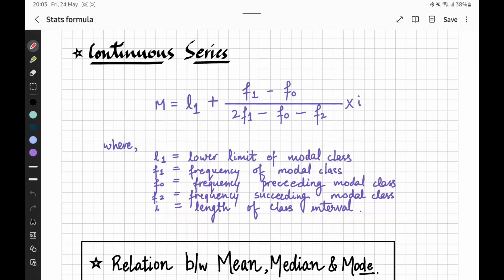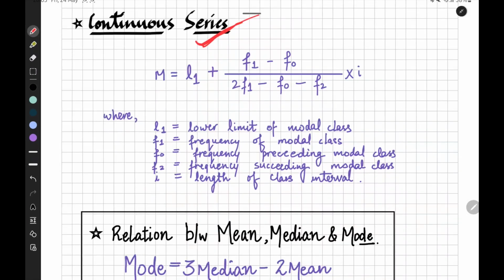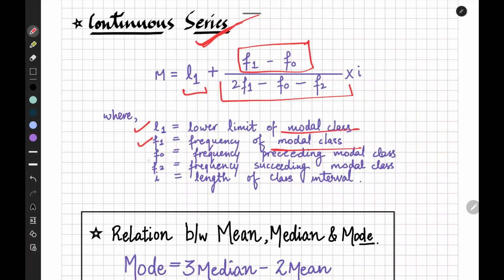Now we will look at the continuous series. We have this formula for calculating mode for continuous series: L1 plus (f1 minus f0) upon (2f1 minus f0 minus f2) into I. So let's look at these terms. L1 is the lower limit of modal class, f1 is the frequency of modal class, f0 is the frequency preceding modal class, f2 is the frequency succeeding modal class, and I is the length of class interval.